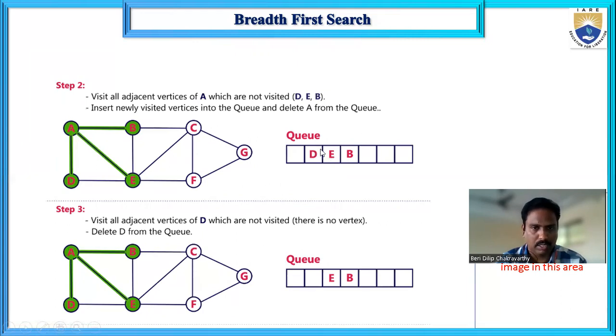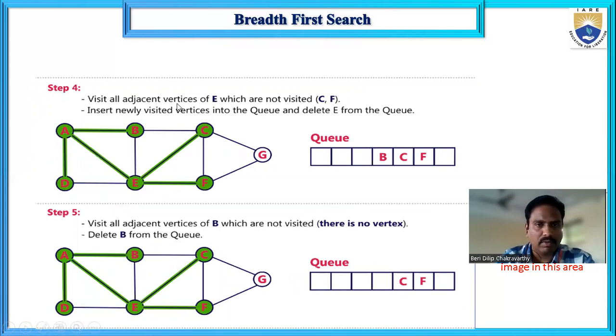I'll remove D, and the adjacent vertices of D are, what is the adjacent of D? A and E. A is already visited and E is already there in the queue. I need not add anything more. So it is simply E, B.